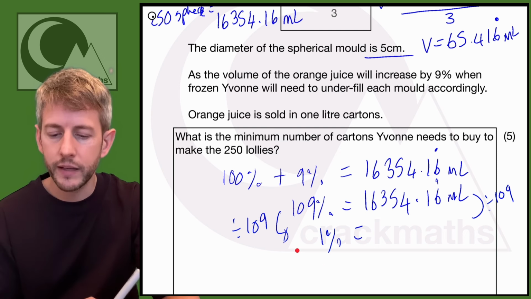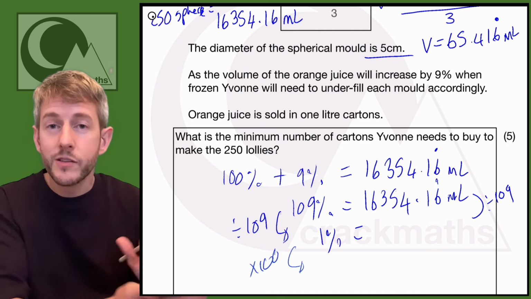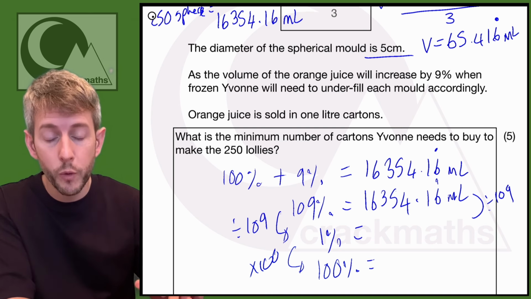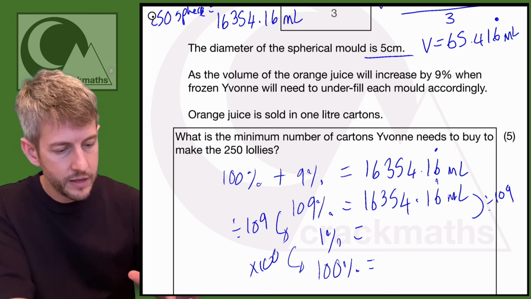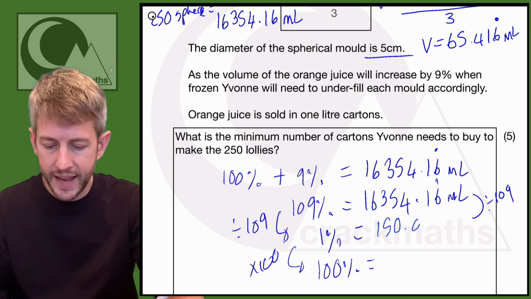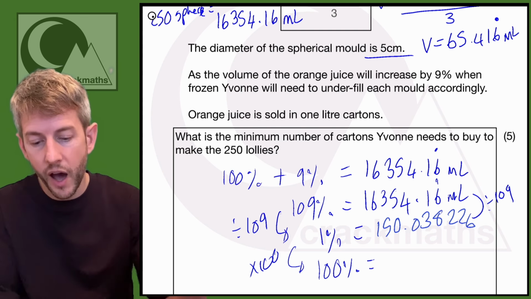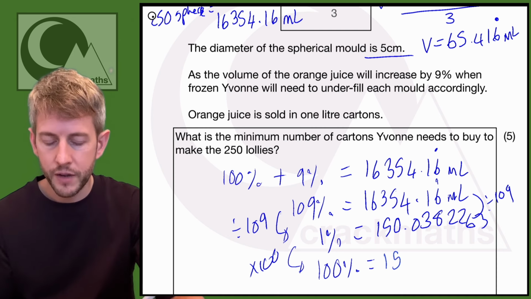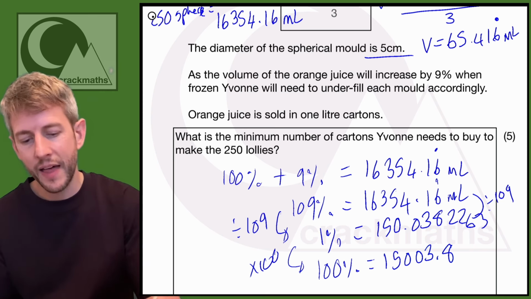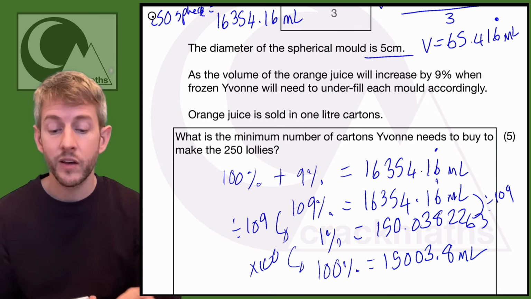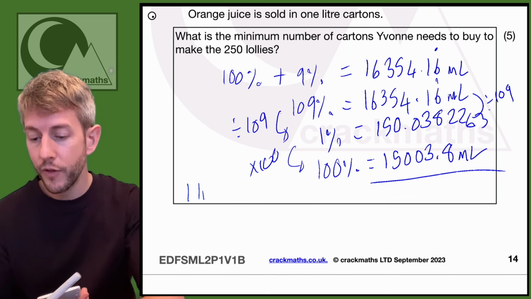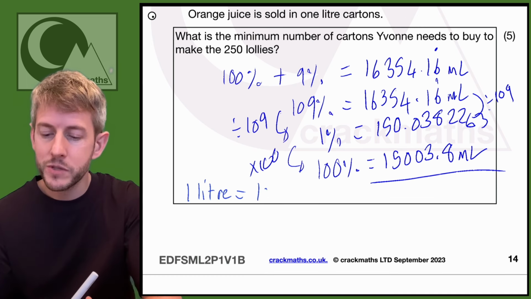and then I can go and times that by 100, and that will give me the 100%. Okay, so once I've stored the number on my calculator, I'm now going to divide this by the 109. So 16,354.16 recurring divided by 109 equals 150.03822263. Now, if I times this by 100, I get 15003.8. Okay, I'm going to leave that there at the moment. So we know that we need 15,003.8 mils.